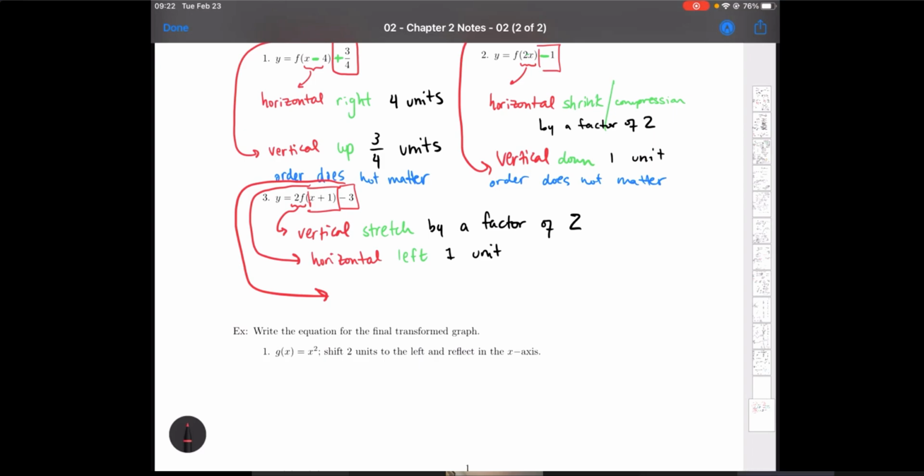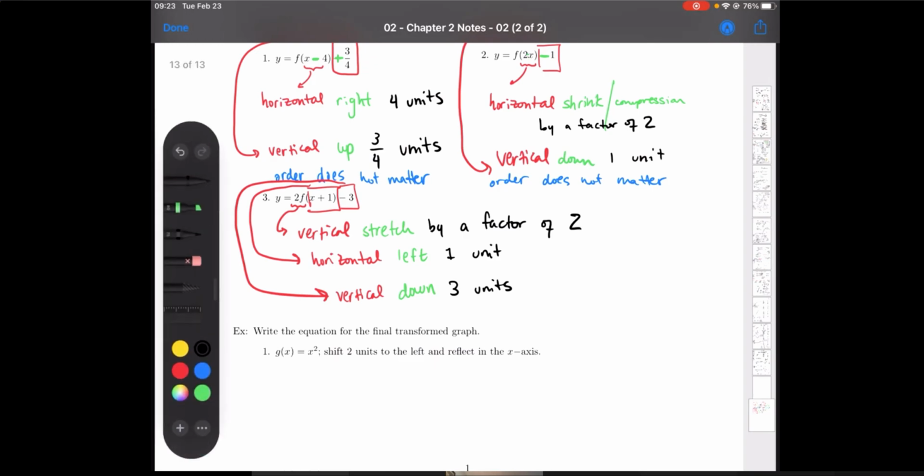It goes down 3 units. Down 3 units. So I'm just going to say that's vertical, then down, then we have 3 units. Ooh, all right.